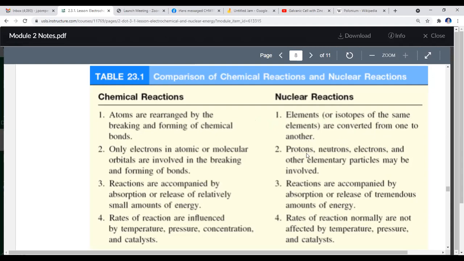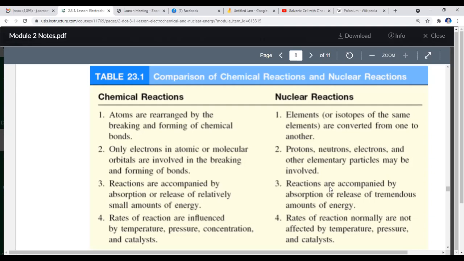Now, in the case of nuclear reactions, number 2, protons, neutrons, electrons, and other elemental particles may be involved. As we mentioned a while ago, in ordinary chemical reactions, we balance atoms. We make sure that oxygen, hydrogen, and other elements present on the left side and the right side of our chemical reaction are the same in number. That's the ordinary chemical reaction. In nuclear reactions, what we balance are these particles, protons, neutrons, electrons, and other elemental particles that may be involved in your nuclear reactions.